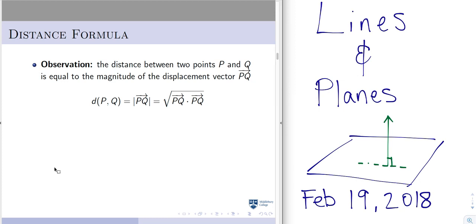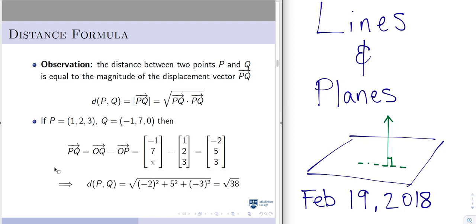So we start with the distance formula, and our first observation is that the distance between any 2 points, P and Q, is the same as determining the magnitude of the displacement vector from P to Q. Here's an example. If you have any questions, then just let me know, and I'd be happy to work through this.